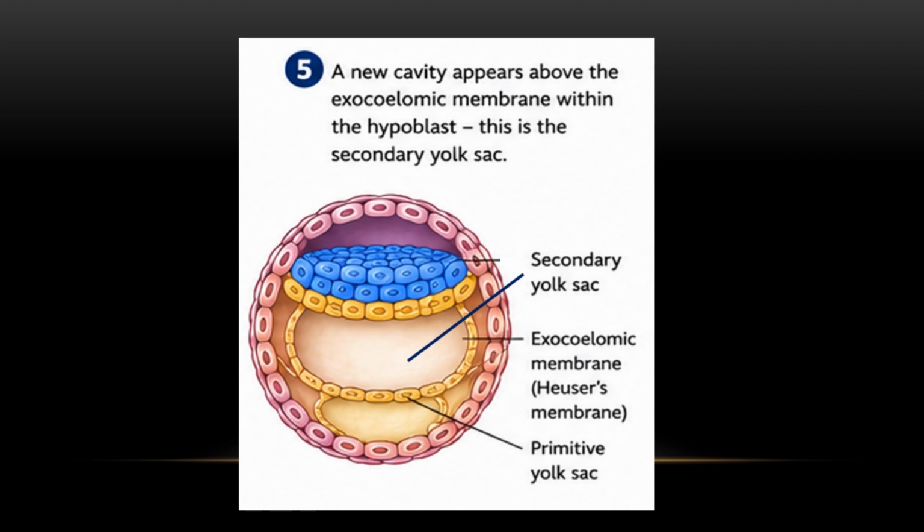At the same time, the hypoblast is producing cells along the exocoelomic membrane, which proliferate and form a cavity within the exocoelomic cavity, known as the secondary yolk sac or the definitive yolk sac. This will supply nutrients necessary for the growth of the embryo.